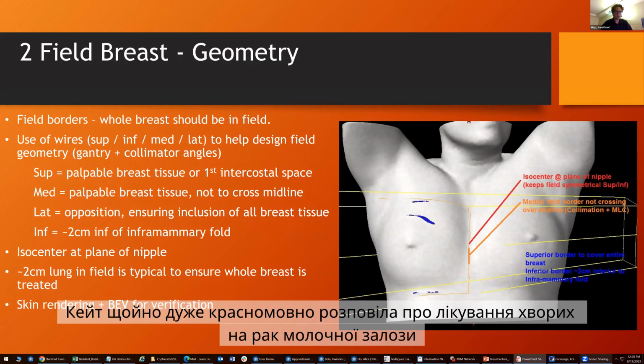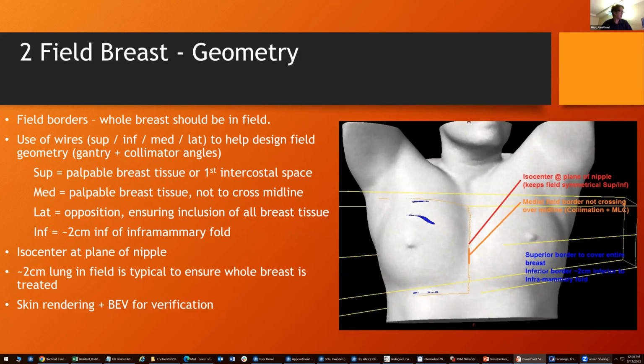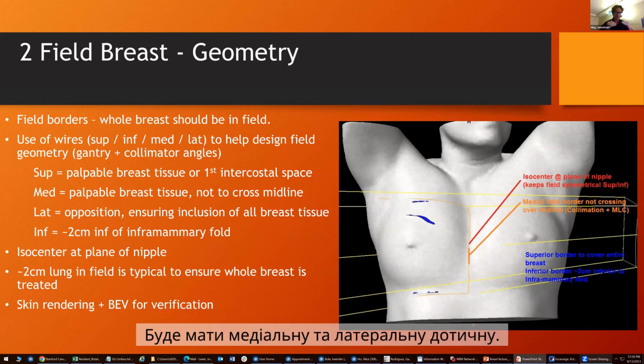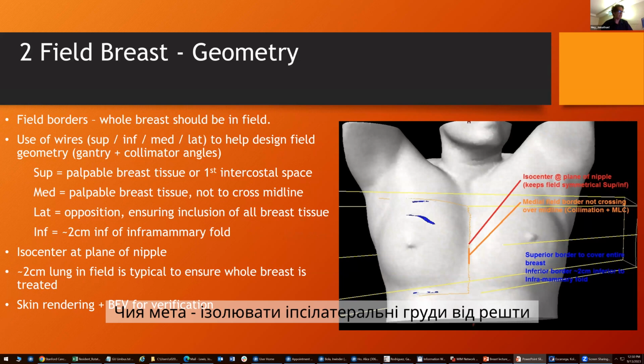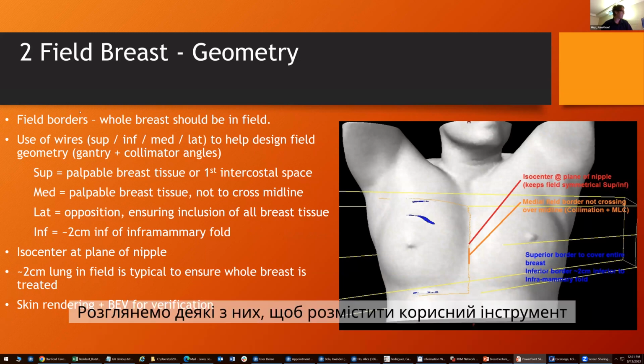Kate just spoke very eloquently about treating breast cancer patients, and we're going to talk a little bit about these plans. Generally, for treating breast, we treat using tangents, as we call them. We'll have a medial tangent and a lateral tangent, whose goal is to isolate the ipsilateral breast from the rest of the anatomy. We're going to take a look more at that soon. I've provided here some general guidelines for constructing the field, and we'll take a look at some of those.